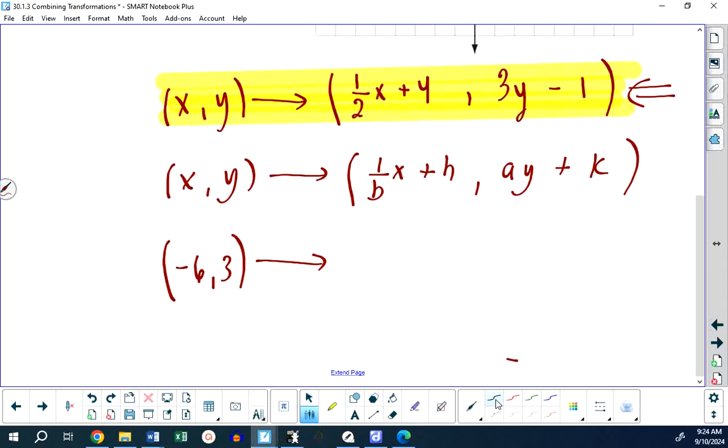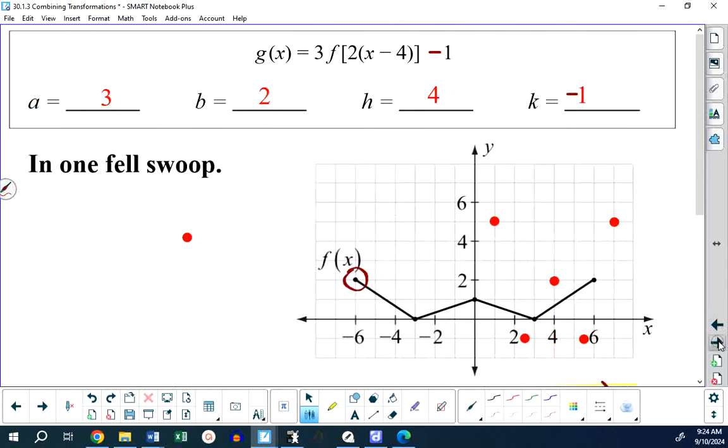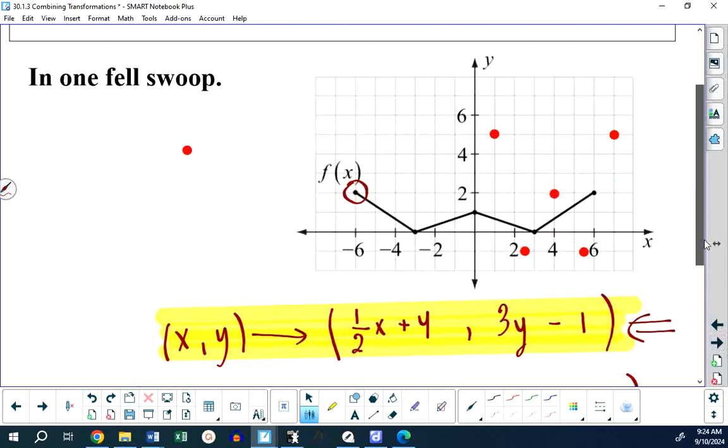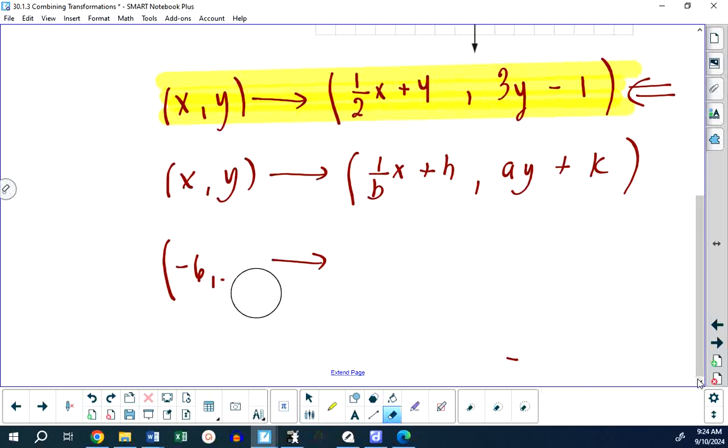Did I read the coordinates right? -6, 3? I think it's 2. -6, 2? I think it's 2, yeah. Okay. Thank you. Claire, thank you.